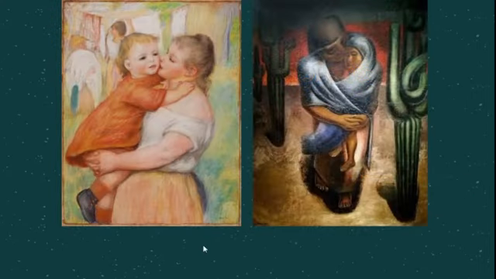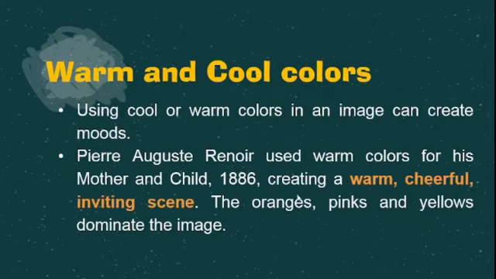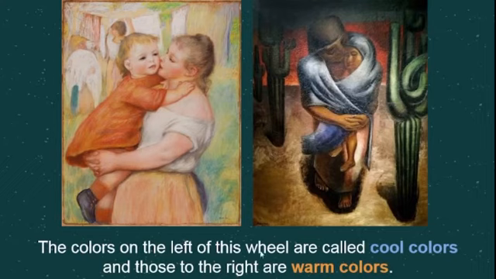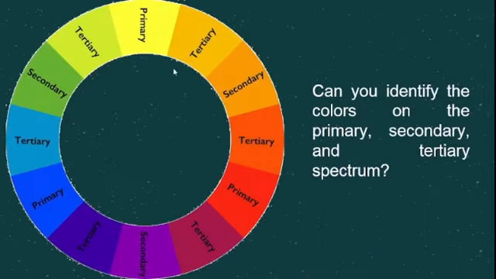So we have this one. On the left side, we have the mother and child painted by Pierre Renoir. So here, it consists of warm colors. Okay, the colors on the left of this wheel are called cool colors, and those to the right are warm colors. So if we go back to the wheel, if you take a look at the colors on the left, we could really say that these are cool colors, while on the right we have the warm colors. Okay. If you have observed too, most fast food chains use warm colors on their restaurants.